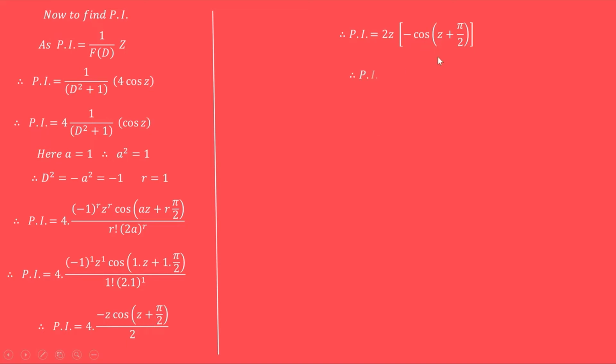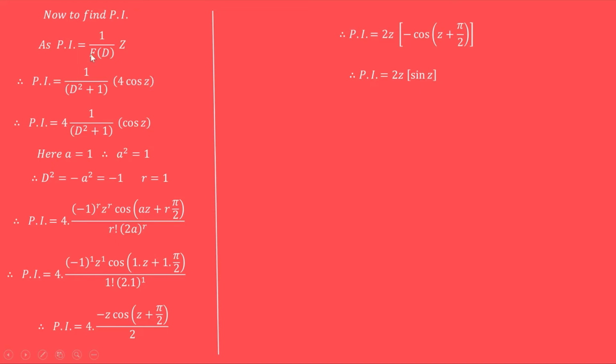And you know, minus cos of z plus pi by 2 is sin z. Because you know the formula cos of pi by 2 plus theta is equal to minus sin theta. Transfer that minus sign to this side. So minus of cos of theta plus pi by 2 is sin theta. So here we get sin z. So PI is equal to 2z into sin z.